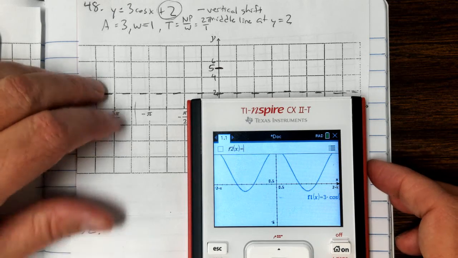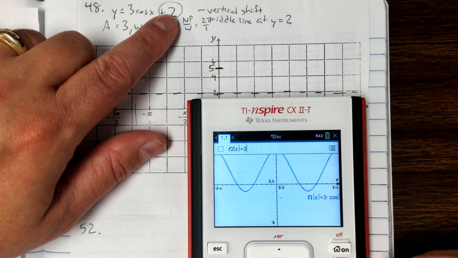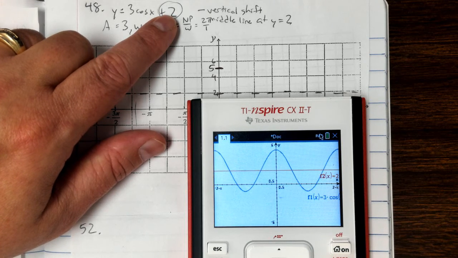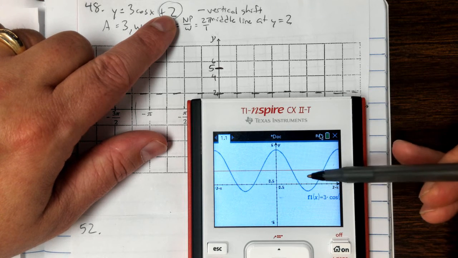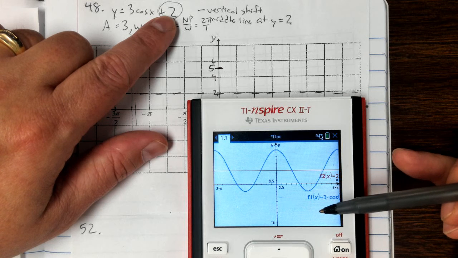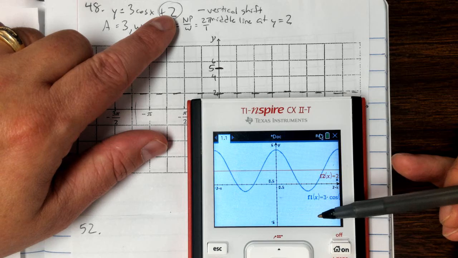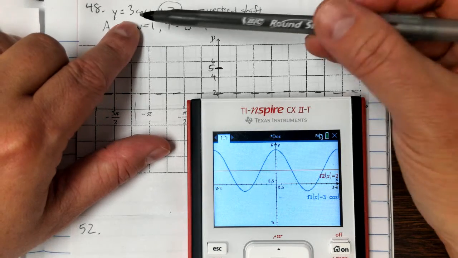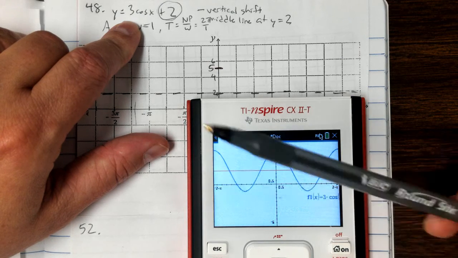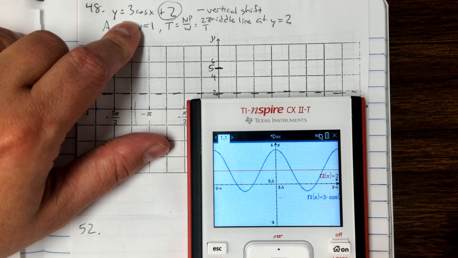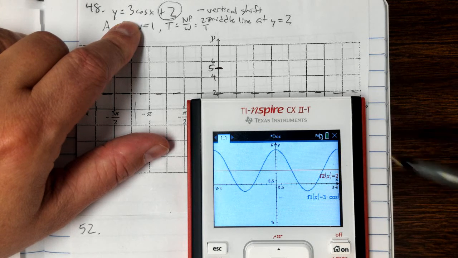And if we think about the plus 2 being here, y equal 2, then now you may have a little better understanding. You're going to be up 3 and you're going to be down 3 from the middle line, because your amplitude's 3. Normally our middle line is at the x-axis, so then we just go up 3 and down 3. But this is the first one where there's actually a shift, a vertical shift.